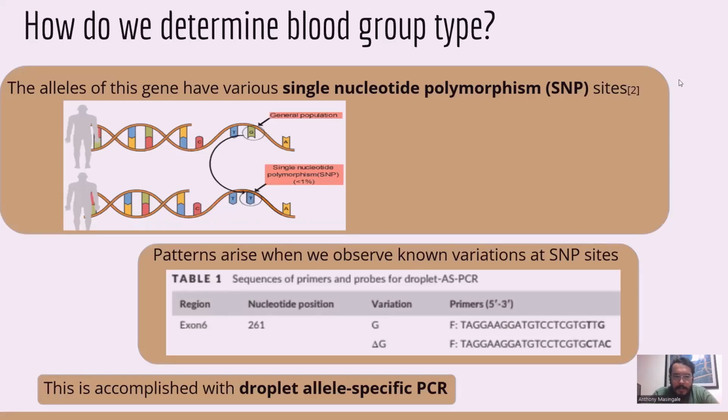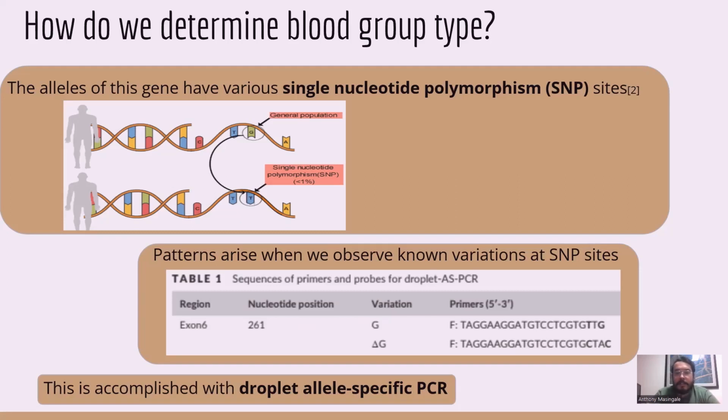To understand this process, we must understand just a few working components. The ABO gene has various single nucleotide polymorphism sites, or SNPs. And at each of these sites, there are two possible sequences. As an example, here at Table 1, we have two variations, G and delta G, of one of the SNPs. This process is called droplet allele-specific PCR, and it allows us to test which or both variations are present. And doing that across a few SNP sites will allow us to reference the ABO genotype.